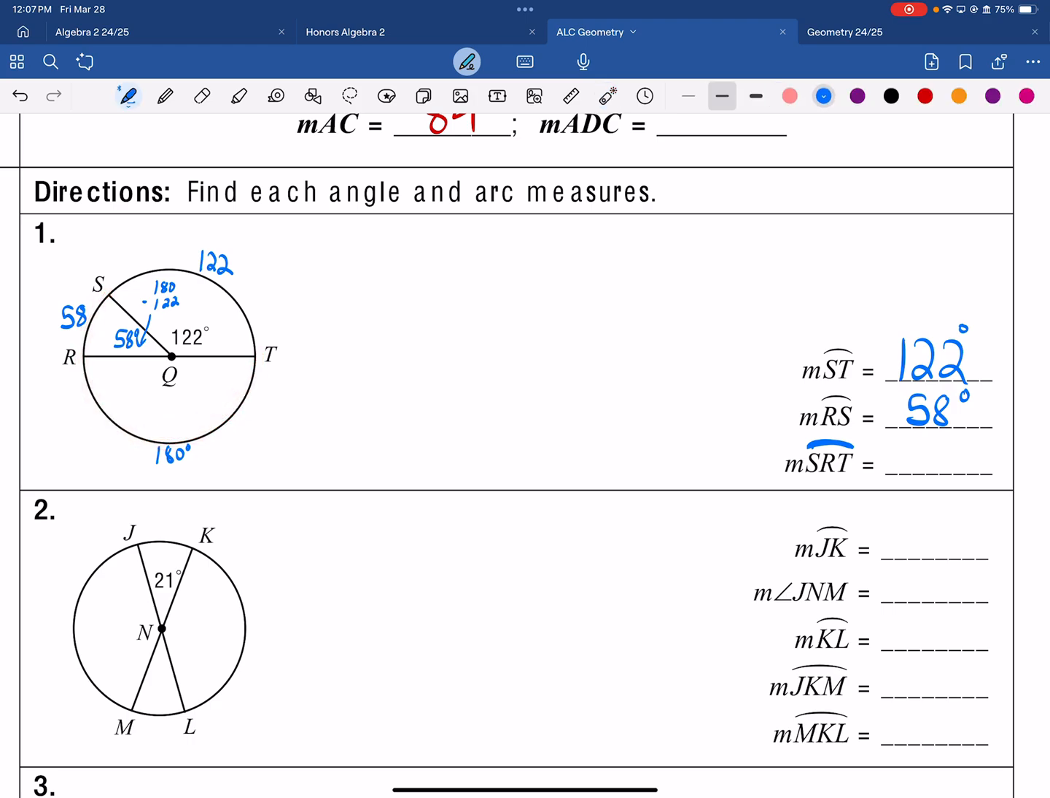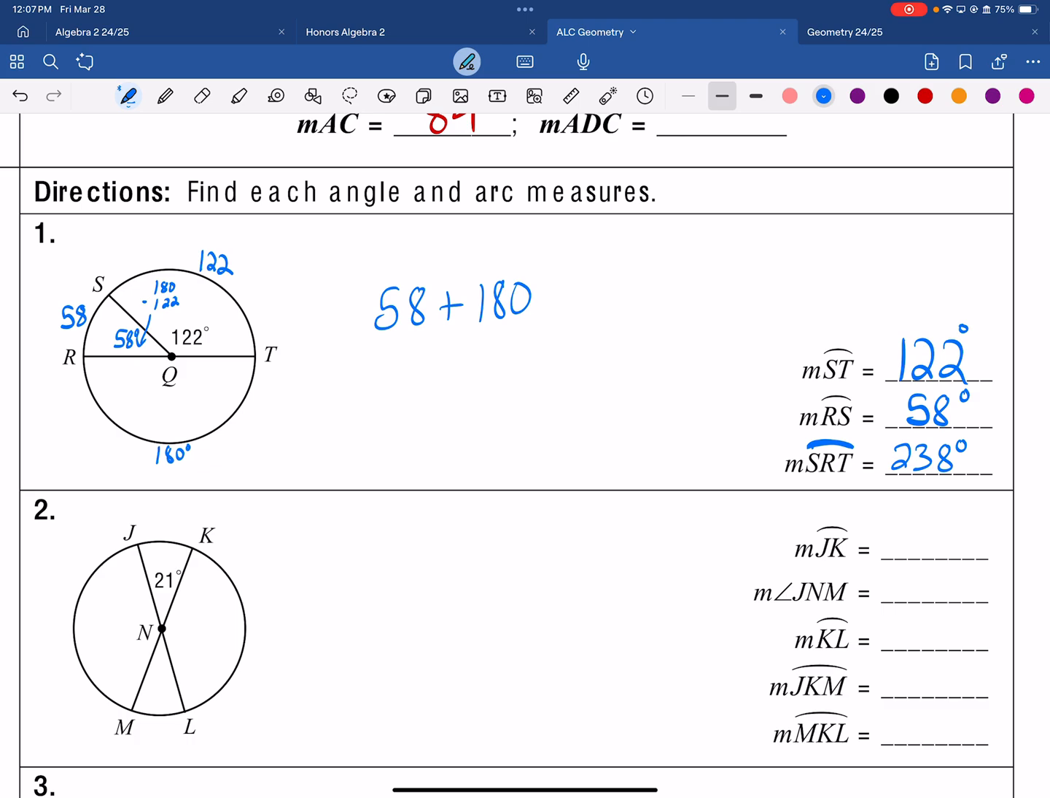Combine them. Combine means we're going to add, right? So if I take 58 plus 180, that's going to give me the measure of that whole arc, which is 238 degrees. Okay, so we did everything first, then we answered the questions. That's one way to do the problems that you're going to do today.